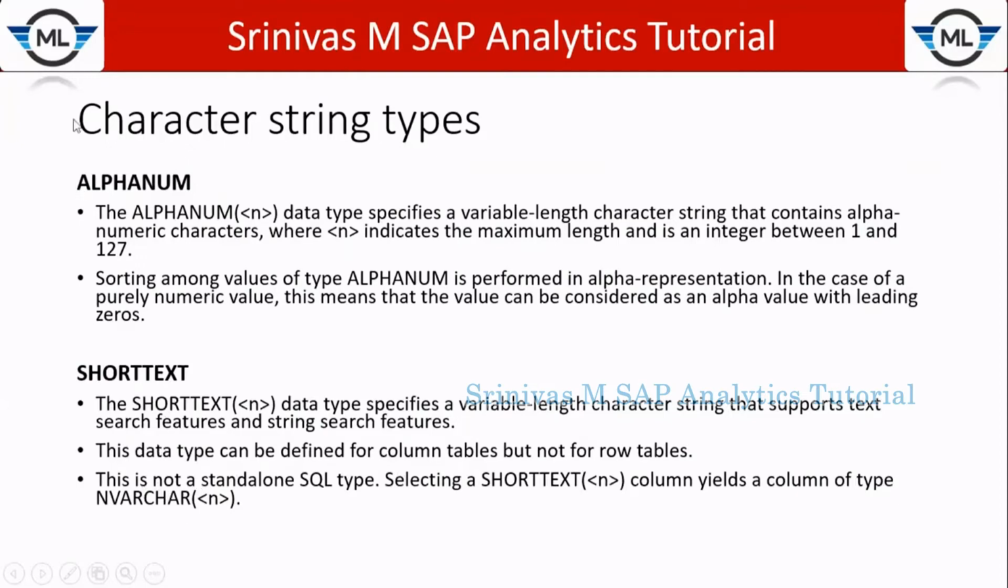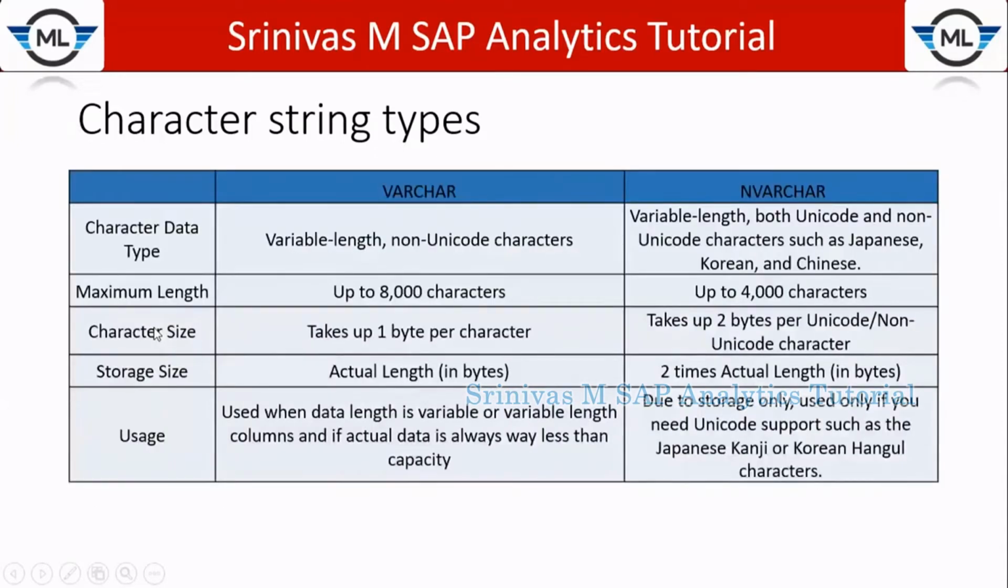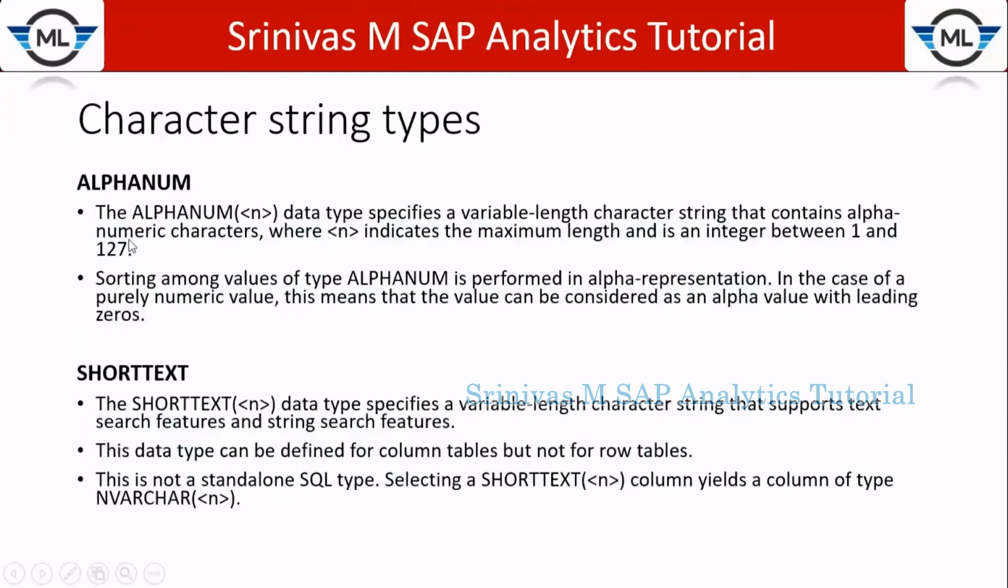I don't want to discuss much about alphanumeric and short text because in real time we mostly go between varchar and nvarchar. Based upon our requirement, we go for alphanumeric and short text. If you have a requirement for your column that supports searching features, then you go for short text.